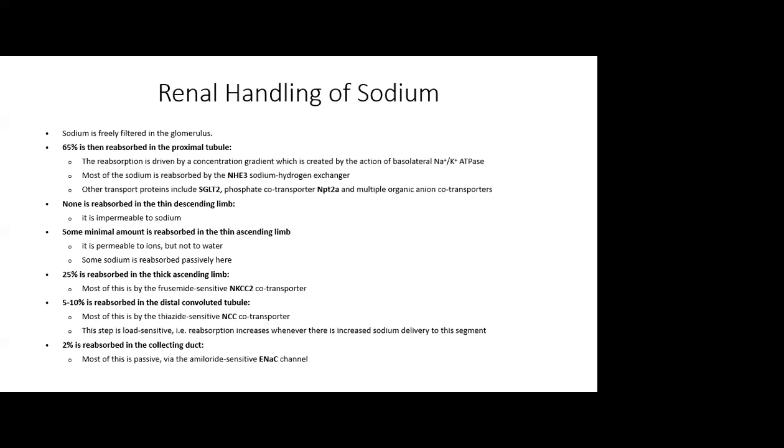Of note, none of it is reabsorbed on the thin descending part of the loop of the nephron, and very little of it is absorbed on the thin ascending part, and that is passive. 25% of it is reabsorbed on the thick ascending part of the loop of Henle, and that is via the furosemide-sensitive sodium-potassium-2-chloride co-transporters, and only 5 to 10% of it is reabsorbed distally via the thiazide-sensitive sodium-chloride co-transporters. And of note, this step is load dependent. If more sodium reaches this part of the nephron, more of it will be reabsorbed, and only about 2% of it is reabsorbed at the collecting duct by amiloride-sensitive ENaC channels.